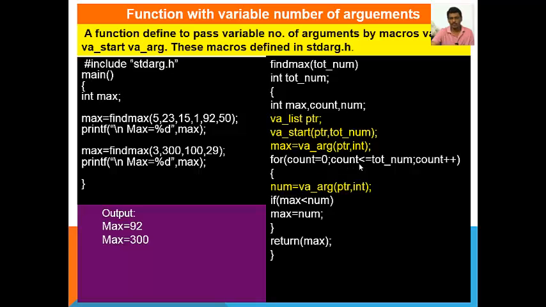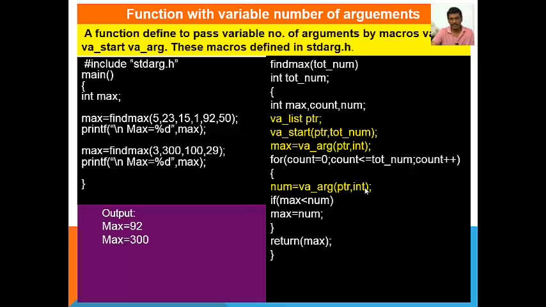For count equal to 0, count less than totalnum, which is 5, count plus plus. num equal to va_arg comma ptr comma int. So here also we are using va_arg. It will get one value, that is the next value from the sequence. That is 15. So it takes 15 and assigns it to num. So now num is 15. Then it compares with max. Max is 23, num is 15. 23 less than 15, condition false. So it continues the loop.